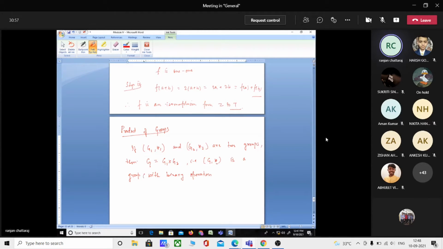Since G is a group with binary operation asterisk, if G is a group, definitely it is equipped with some binary operation. Now, how do we define this? The binary operation asterisk is defined by associativity. What are the elements of G? Every group is closed. So closure property: if A belongs to G and B belongs to G, then AB belongs to G. Second, associativity, then existence of identity, and existence of inverse.